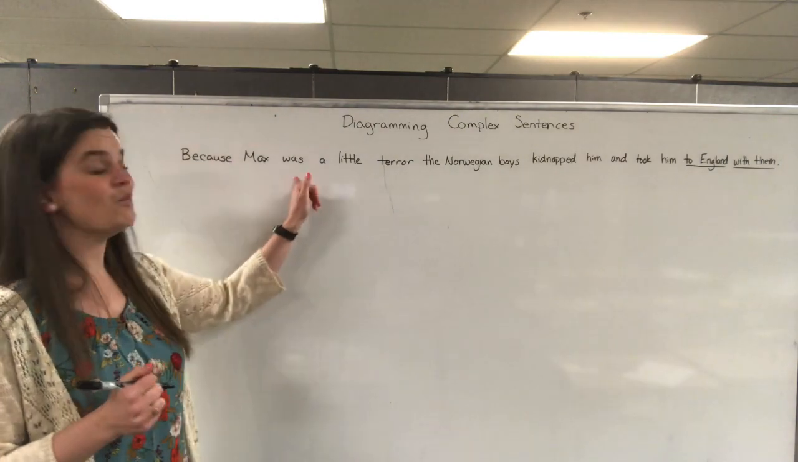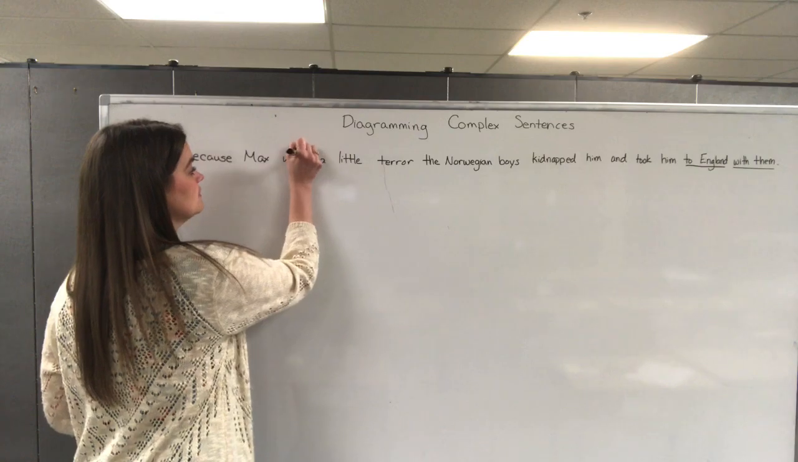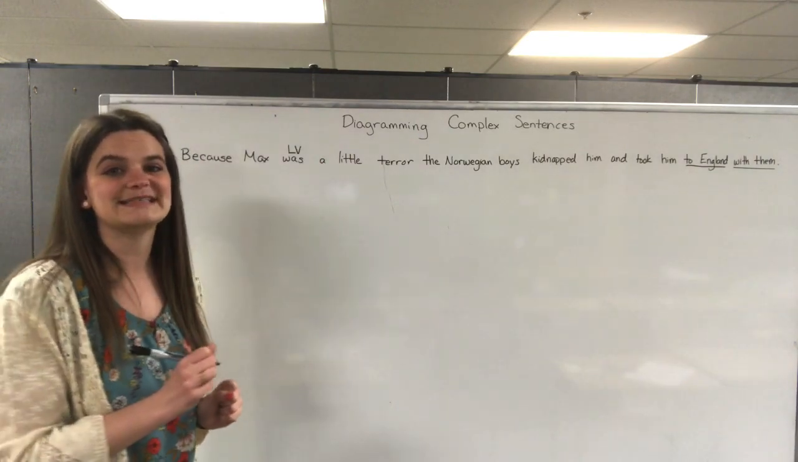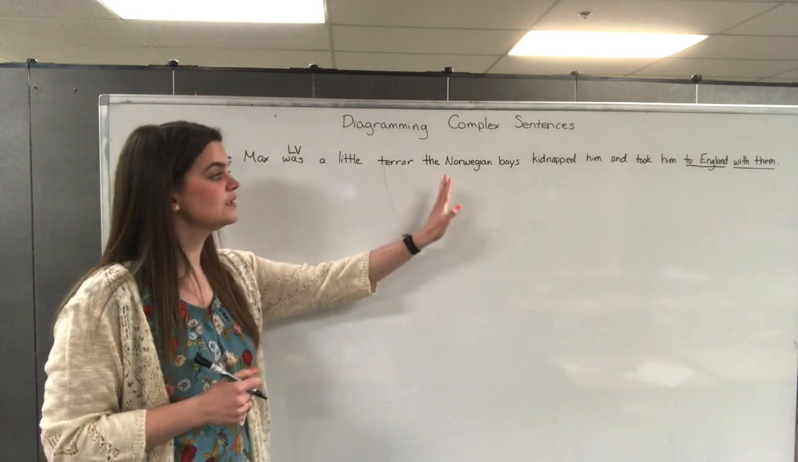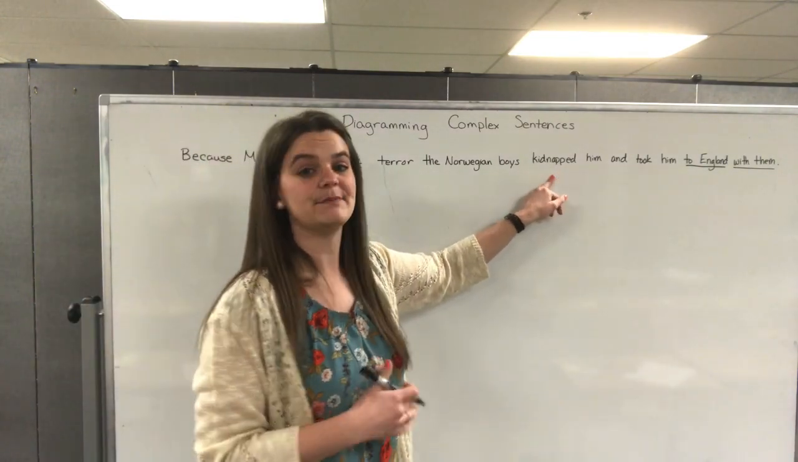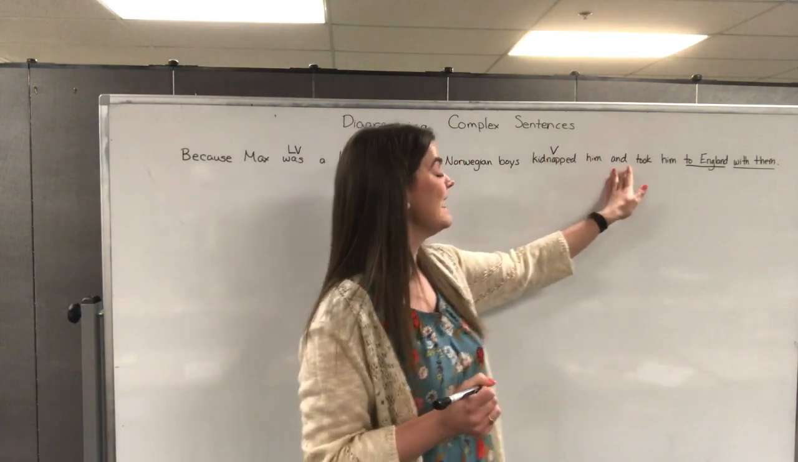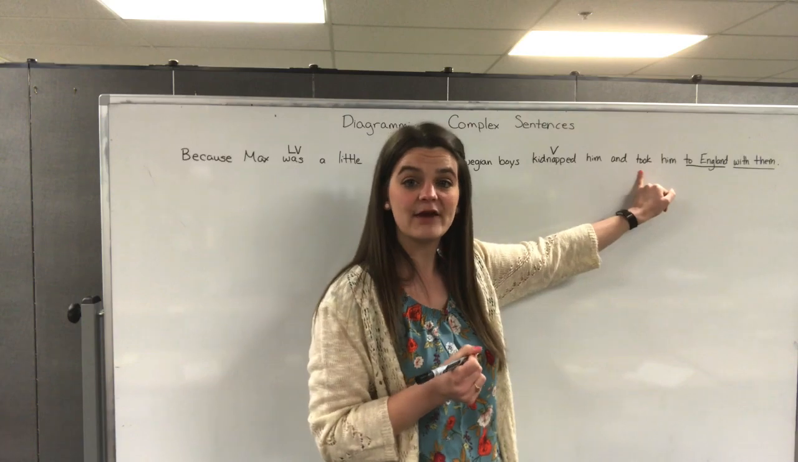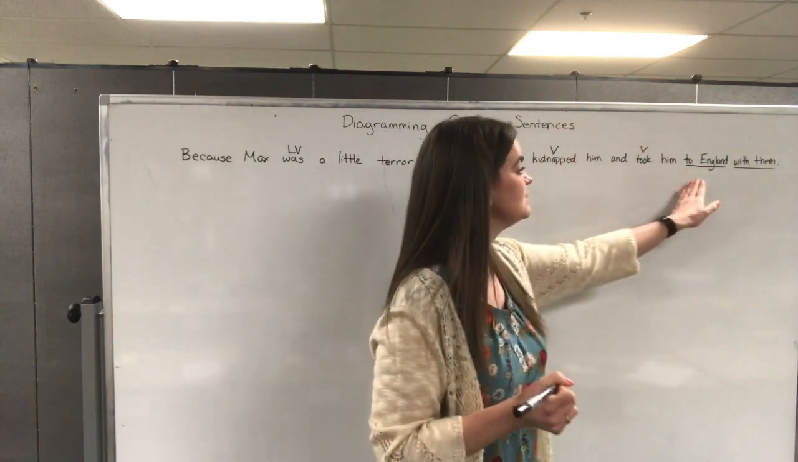Because Max was, here was is a linking verb. We're going to go ahead and call it linking verb to remind us later on that it is a linking verb. Was a little terror. The Norwegian boys kidnapped. Now that's an action. They're doing something. They're taking him. So kidnapped, verb, him, and took. It's another action verb. Verb, him to England with them.